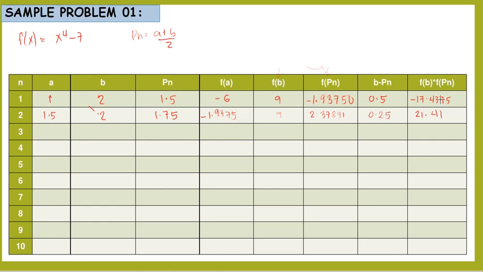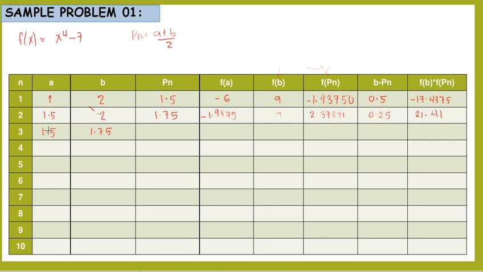Okay. So, yung nakuha natin dito is positive. So, meaning, yung next iteration natin, yung b is equal to yung pn, that is 1.75. Otherwise, pag negative ito, yung A natin dito is yung PN. Pero positive siya, kaya yung B natin is yung PN. Okay? So, yung A pa rin natin is 1.5.